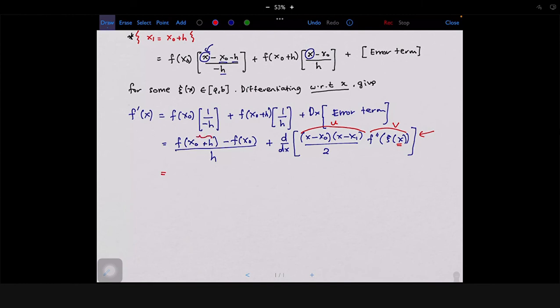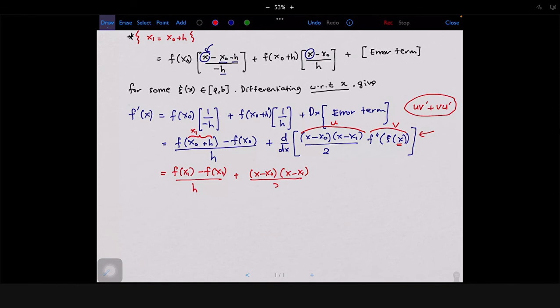So this is x1, so f(x1) minus f(x0) divided by h, plus uv. Do you remember how the product rule goes? u v prime plus v u prime, right? This is the product rule, the derivative of a product. So our u is x minus x0. This is a bit theoretical, a bit boring I think.